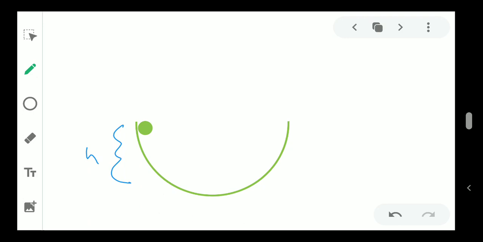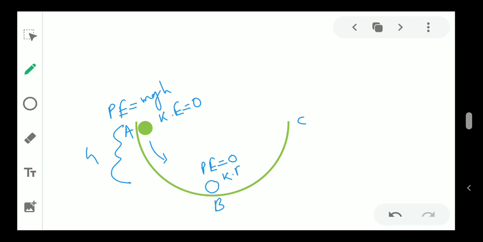When the ball is at a height h, the ball is possessing only potential energy because the kinetic energy here is zero, right? So it is having potential energy here as mgh, whereas kinetic energy is zero. Now when the ball will roll and come to this position, let's say this is my A position, B position and C position, the entire kinetic energy will be high and the potential energy will be zero, but the kinetic energy will be maximum, that is half mv square.